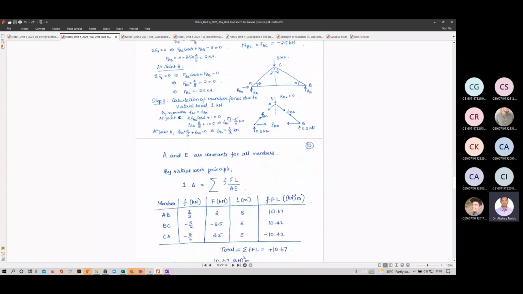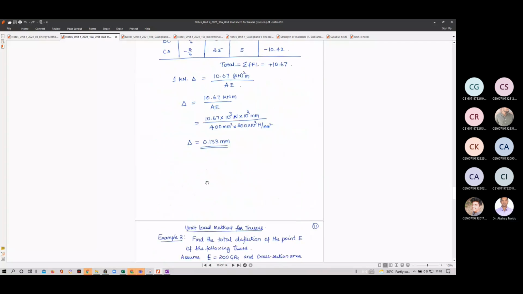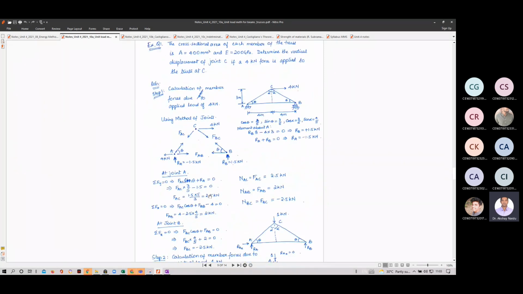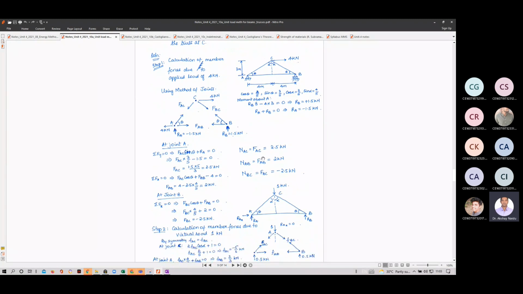Now the same problem that we did earlier, where we got 0.133, exactly the same problem, using the virtual load method, the unit load method. What we do, I have this problem. I use this 4 kilonewton load and find the member forces due to the applied load of 4 kilonewton. So using the method of joints, I find all the member forces FAC, FAB, FBC, 2.5, minus 2.5. I find this.